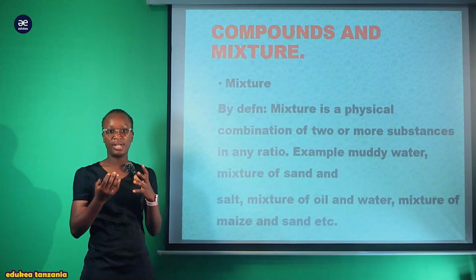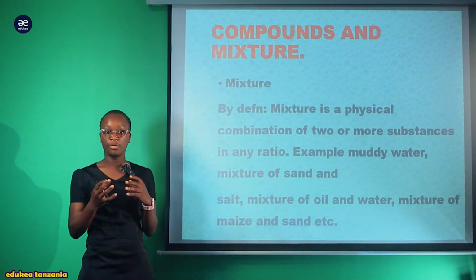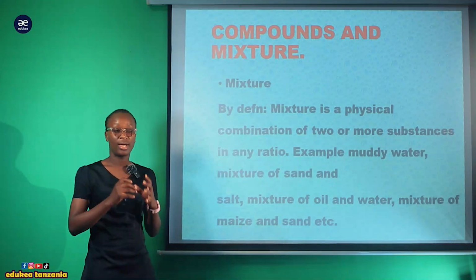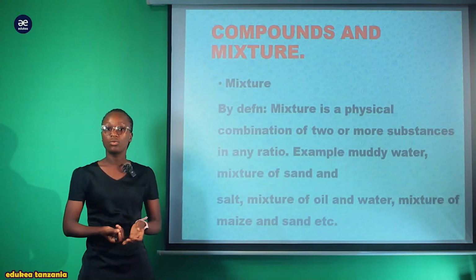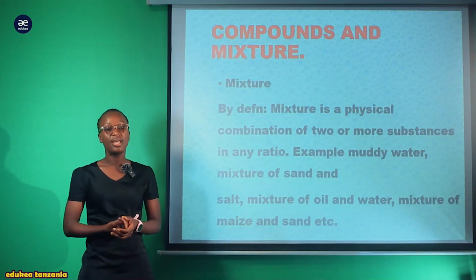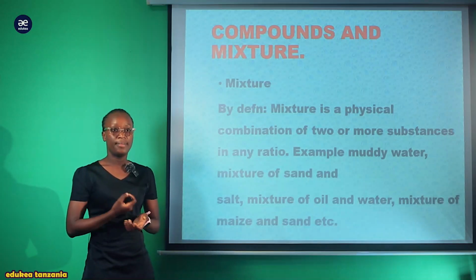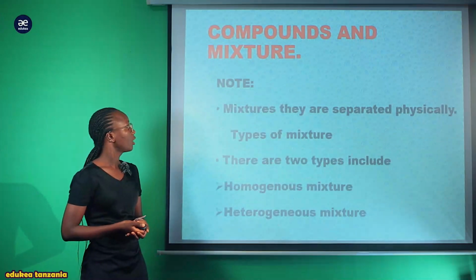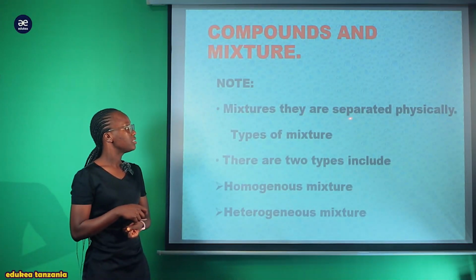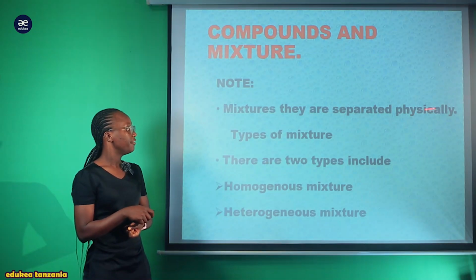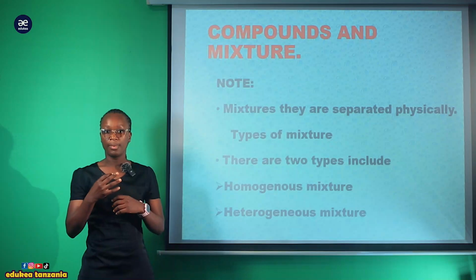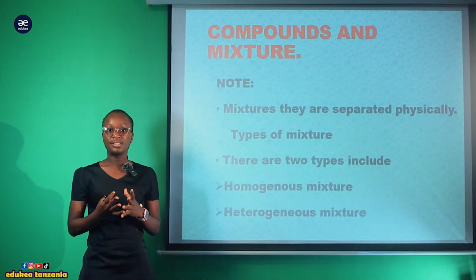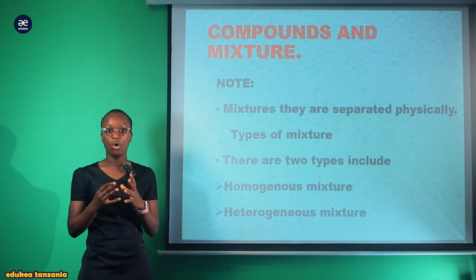Now here it is a physical combination. Ni kitu ambacho unaweza hata wewe ukakiunganisha, kwa mfano maji na mchanga, maji na matope. Ni kitu ambacho it is physically observed. Yeah, that is what we call a mixture. Note that mixtures are separated by physical means; you can practice some mechanisms in order to separate the mixture of the 2 or more substances.